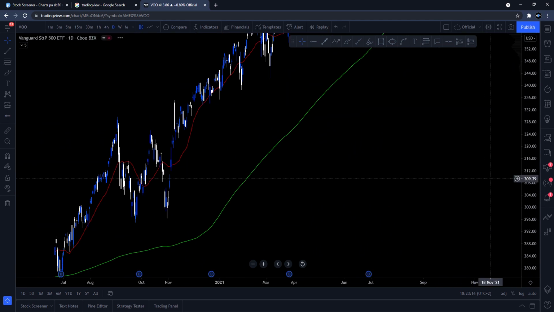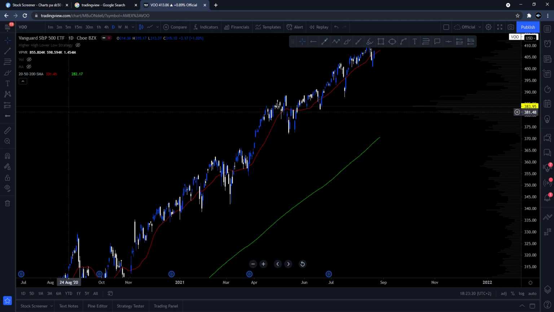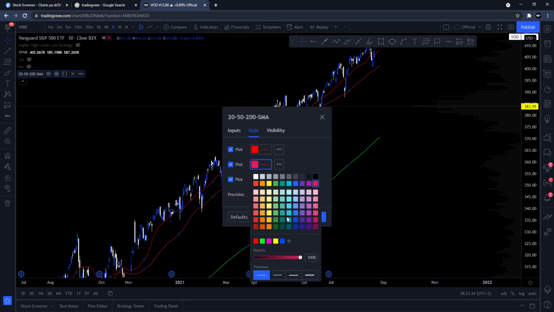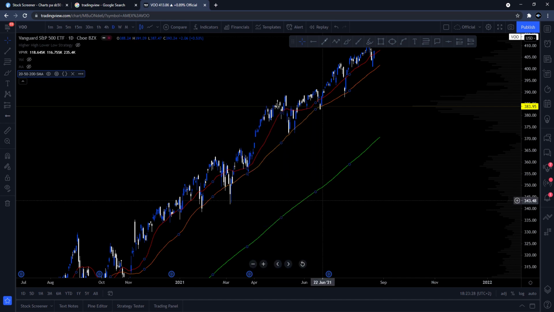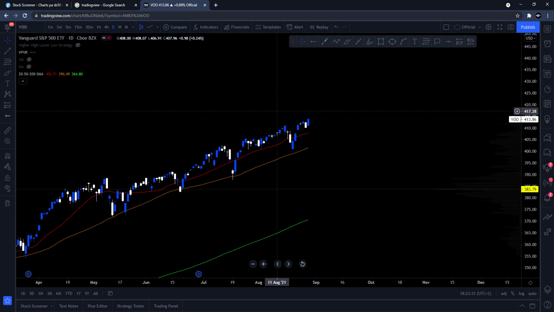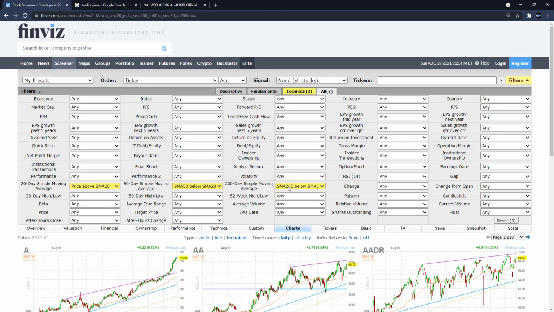It seems hard for me to find this fifth moving average right here because it's black. Let me change it to be, let's say, orange. Orange will do the thing. As you can see, the green right here is the 200 moving average. Here we have the 50 moving average and the 20 moving average. So this is basically what we did on the screener right here.